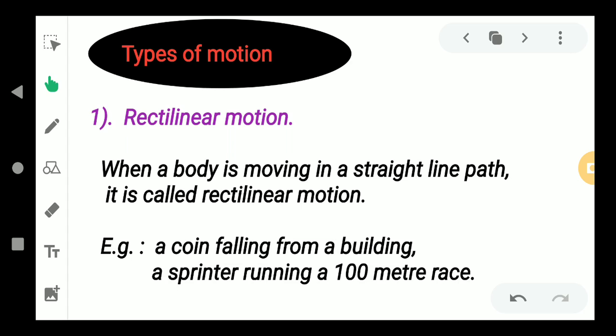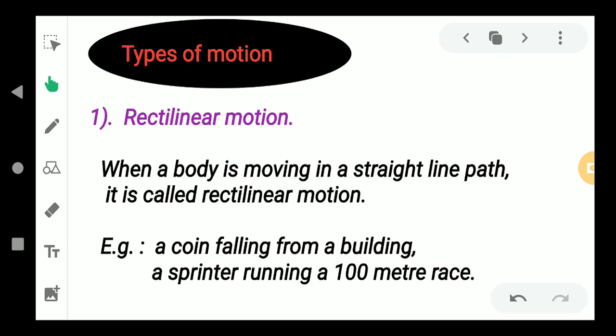Can you find some examples from daily life? A coin falling from a building. Please think about it. When a coin is falling from a building, it will follow a straight line path. A sprinter running a 100-meter race. Sprinter means sportsman. The path of 100 meters will be a straight line.